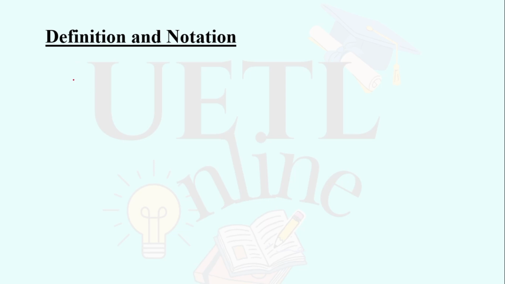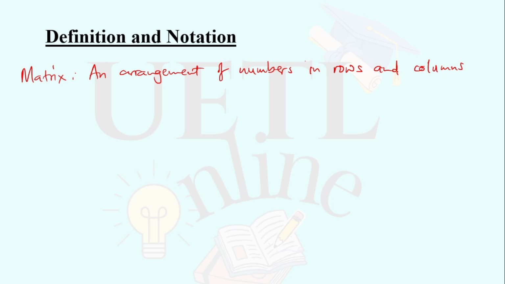Welcome. First, let's understand what we are going to talk about today. The first thing we have to understand is the definition of a matrix. A matrix is an arrangement of numbers in rows and columns. So we can write the definition as an arrangement of numbers in rows and columns. This arrangement is what we call a matrix, and you are going to be dealing with numbers in rows and columns.